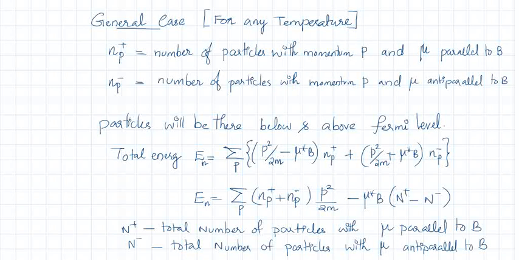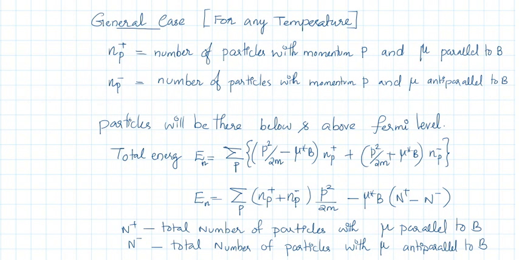Consider Np plus as the number of particles with momentum p and whose mu value is parallel to the magnetic field, and Np minus as the number of particles with momentum p and mu anti-parallel to B. Again we have two categories of particles. One is with momentum p and mu parallel to B. The second is with momentum p and mu anti-parallel to B.